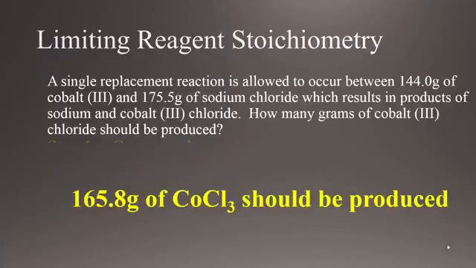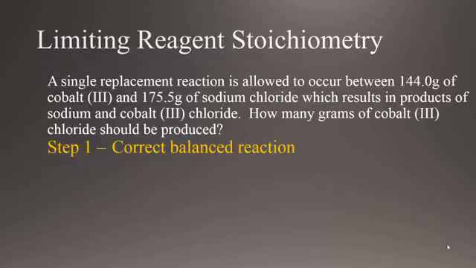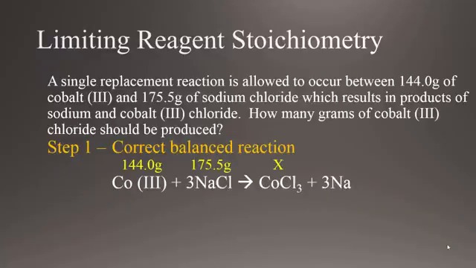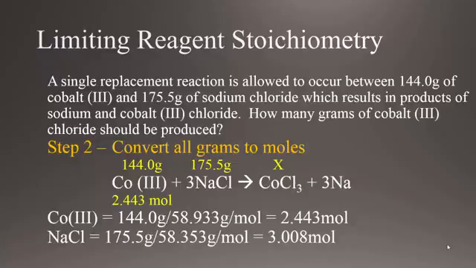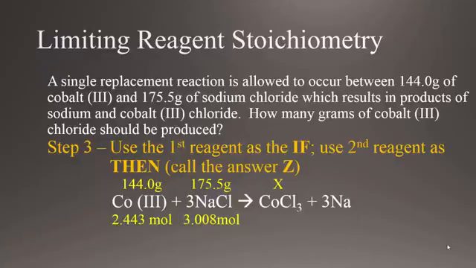How did we get the answer? We followed the 5 steps. We started with the correct balanced reaction. I do my bookkeeping with the X to remind me of what I want for my answer. I'm going to convert all the grams to moles. So I do it for the cobalt. I get 2.443 moles. I do it for the sodium chloride. I get 3.008 moles.